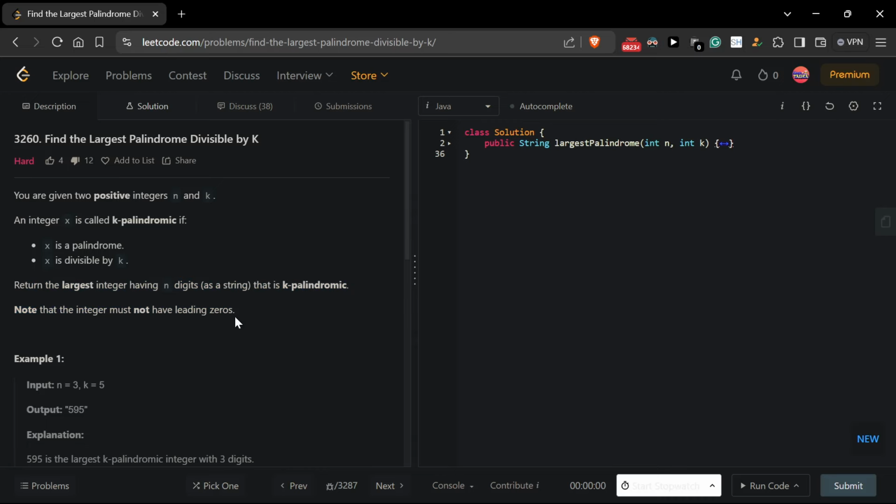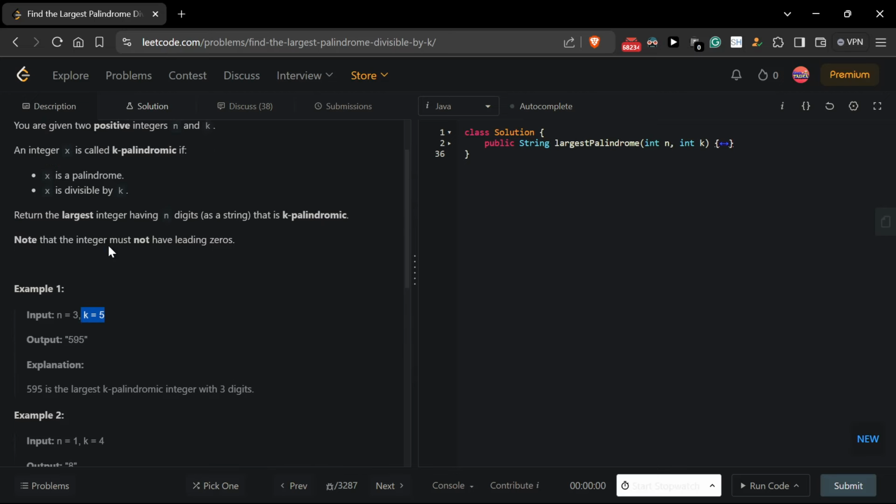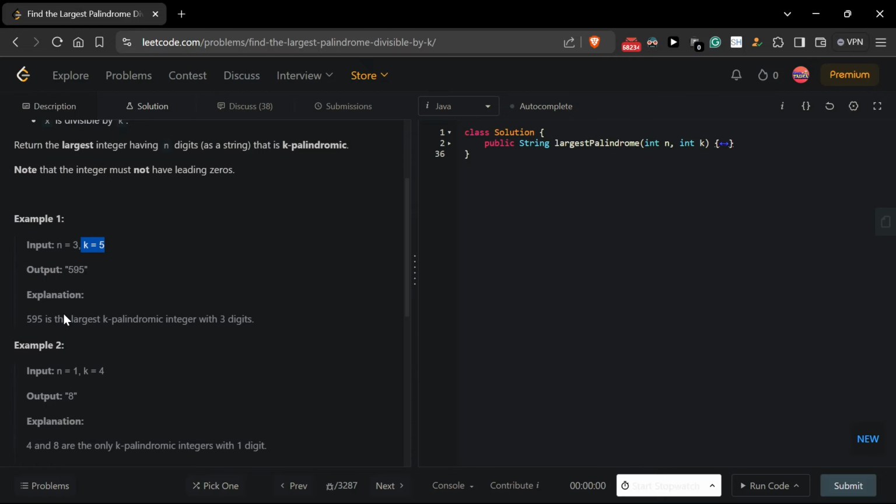And this is an important note. So in the first test case we have n, which means we have to fill n slots. After filling the slots, the value must be a palindrome and it must be divisible by k. And we have to find the largest palindromic value which is divisible by k. So in this case the value is this, because k is 5. So we have to find the largest palindromic value divisible by 5.